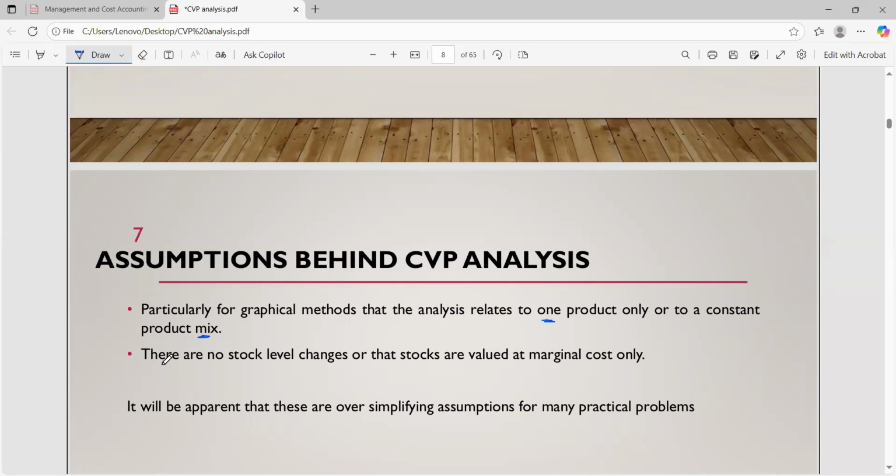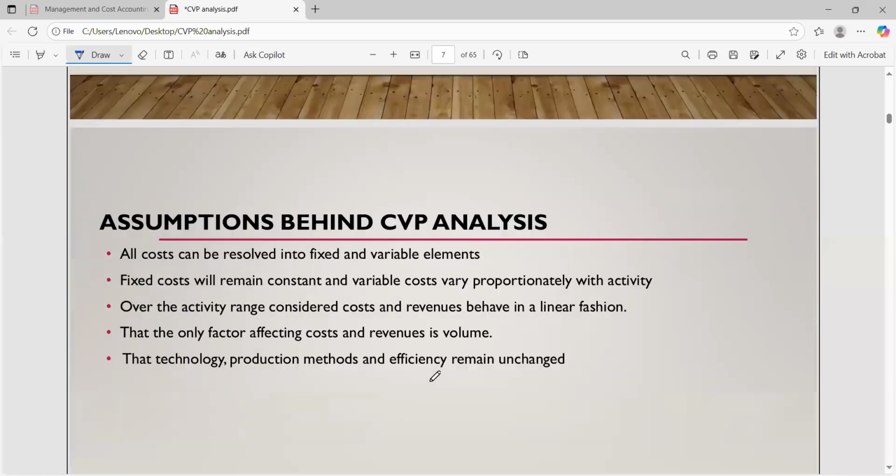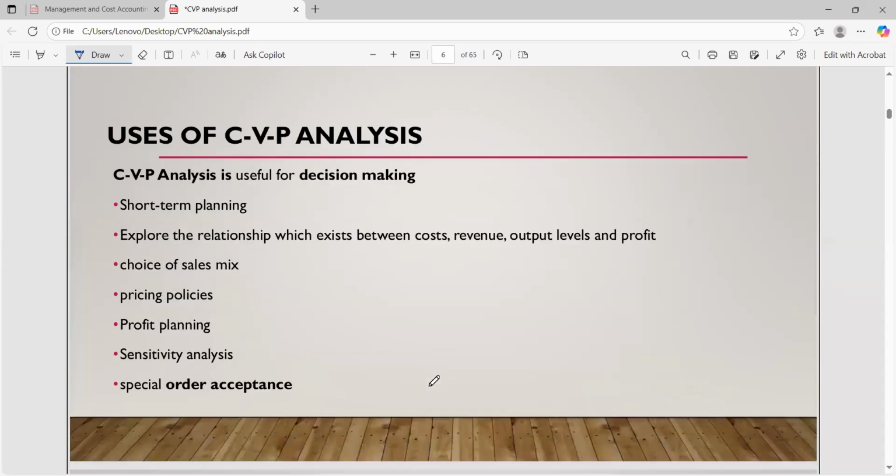And then another assumption behind the cost volume profit analysis is that there are no stock level changes, or that stocks are valued at marginal cost only. So there are no changes in the stock level. And then marginal cost is going to be the previous year minus the current year stock. That difference is what we call the marginal cost. The marginal cost in last year's price and this year's price will give you a difference. The same thing for the next year and the current year would also give you a difference. These are some of the assumptions, and what can we use cost volume profit analysis for?